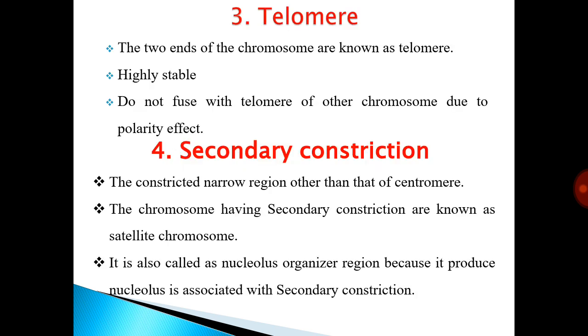The telomere is the section of DNA occurring at either end of the chromosome; we call it the terminal portion. Then what is the secondary constriction? The narrow region of the chromosome other than the centromere is known as the secondary constriction. A chromosome having a secondary constriction we call a satellite chromosome, and it is used as a genetic marker.